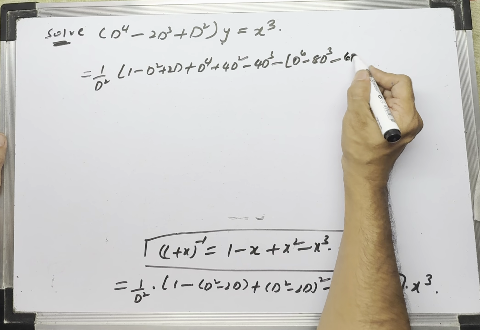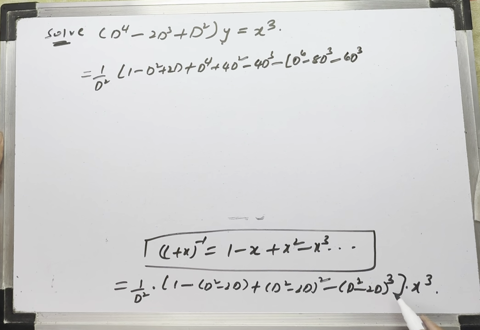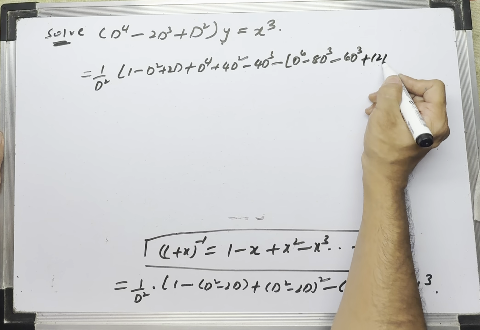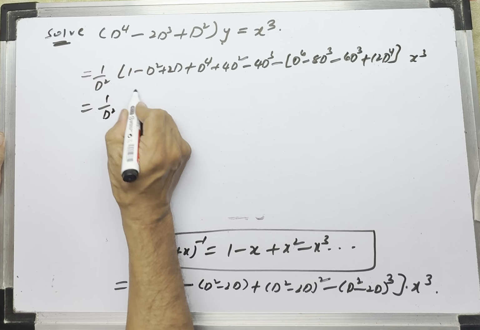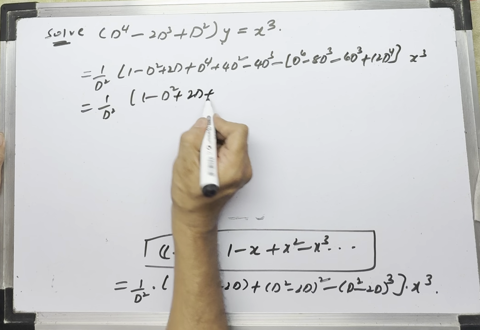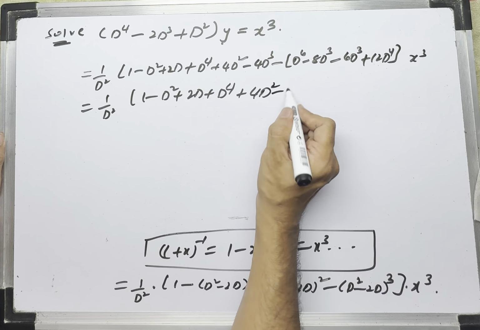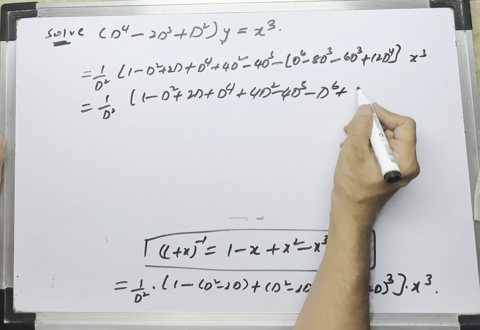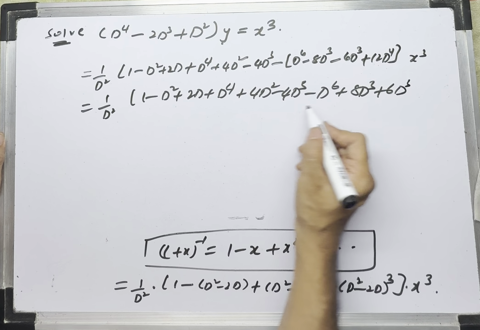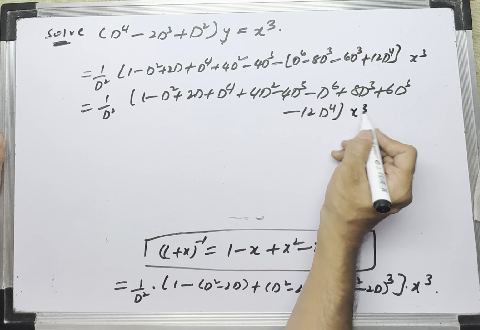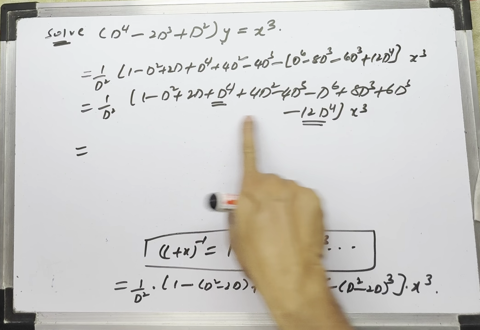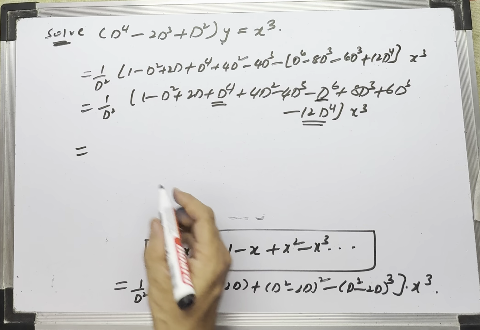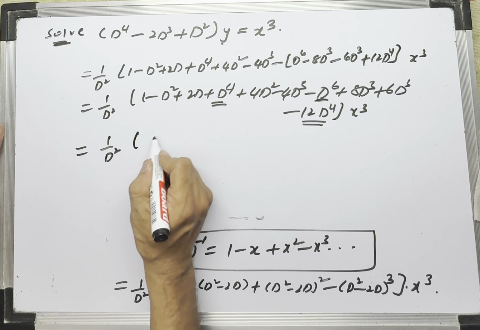6D power 5 plus 3ab square. B square means this is 4D square, 12D square into D square, 12D power 4 into x cube as it is. Because the minus sign is there, we'll write 1 minus D square plus 2D plus D power 4 plus 4D square minus 4D cube minus D power 6 plus 8D cube plus 6D cube minus 12D power 4 of x cube. Now the terms which have degree higher than cube, power 3, whatever highest degrees are there, ignore that.